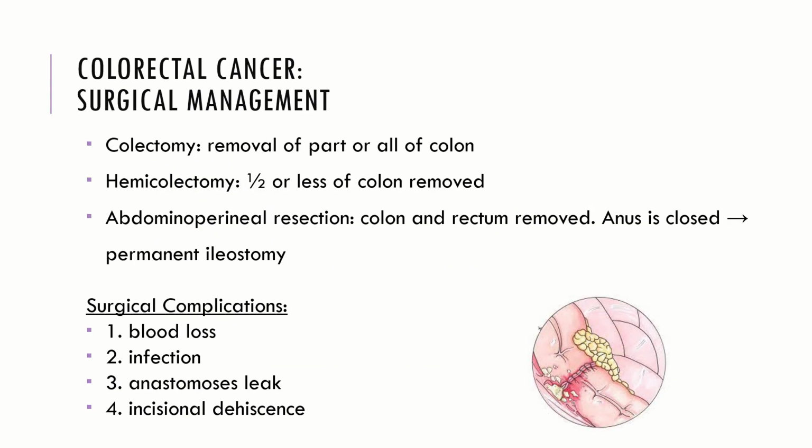This is a pretty important slide for you guys. For surgical management, we can do what's called a colectomy, which is removing part or all of the colon. A hemicolectomy is half or less of the colon being removed. And then we can also do an abdominal perineal resection, when we remove the colon and the rectum altogether. The anus is closed, and then they will have a permanent ileostomy for the rest of their life. I really do want you to know these terms because they're important.